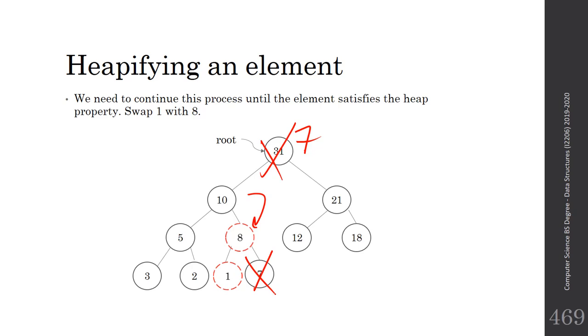So I need to get 7 down. I'll find the maximum between these two. Obviously 21 is greater than 10 and greater than 7, so I will swap. Now I will call percolate down from the index containing 7. Again, I find that the maximum is 18, so I switch those two, and now I have a maximum heap, a correct heap.